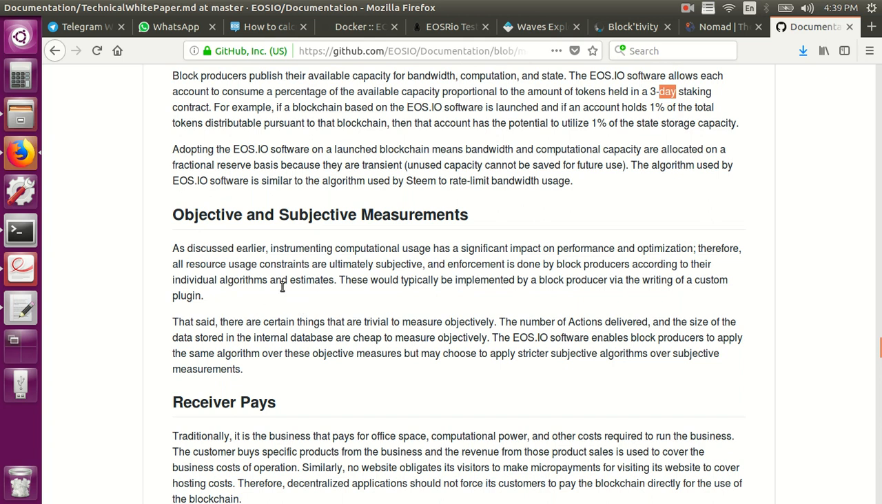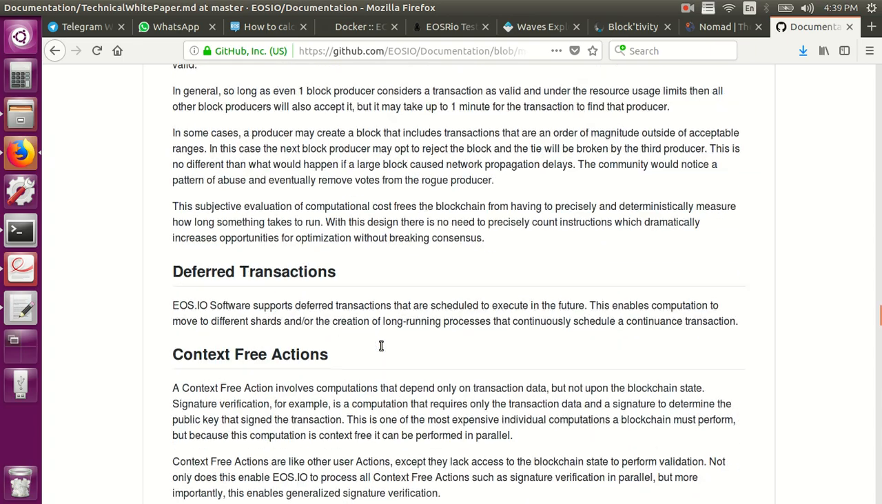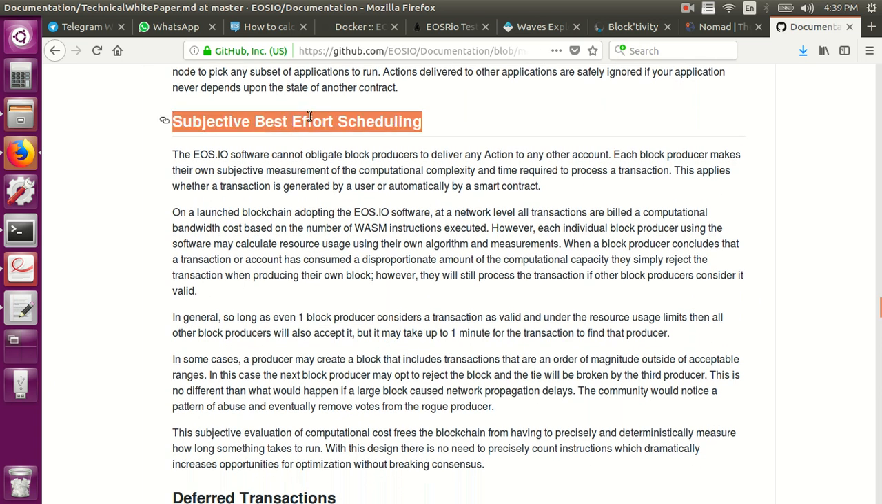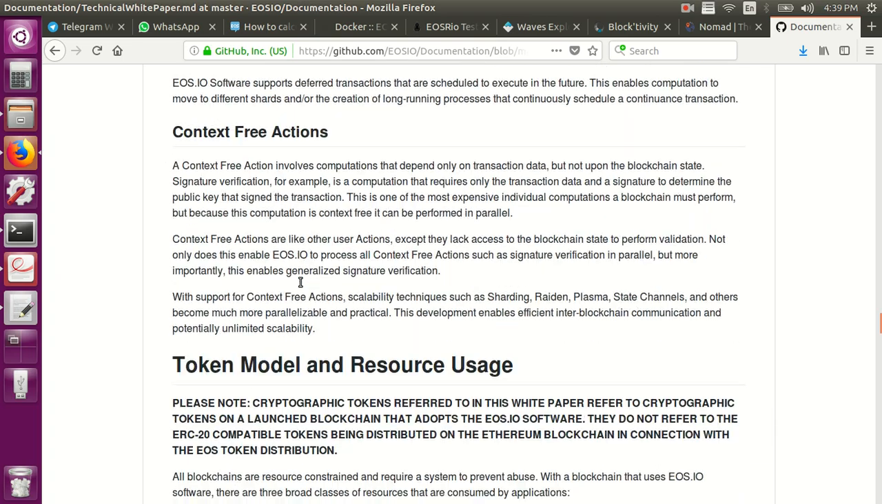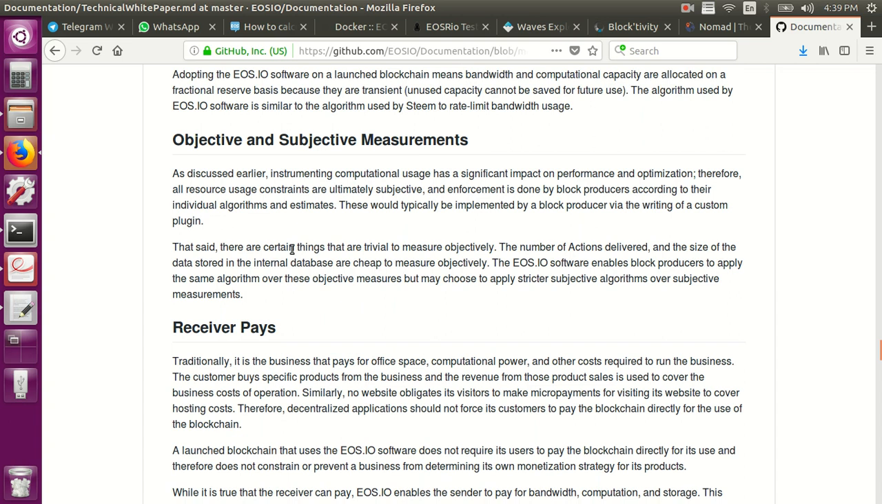Oh, this is actually the objective and subjective measures I was talking about, where block producers can pick what can and can't be used. What is this? Oh, the subjective best effort scheduling just means the block producers actually get to pick how they're going to schedule transactions. Sorry, I was wrong about that. This is the one saying they get to decide, quote unquote, what an infinite loop is.